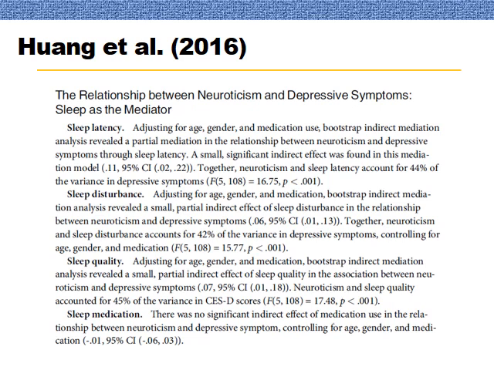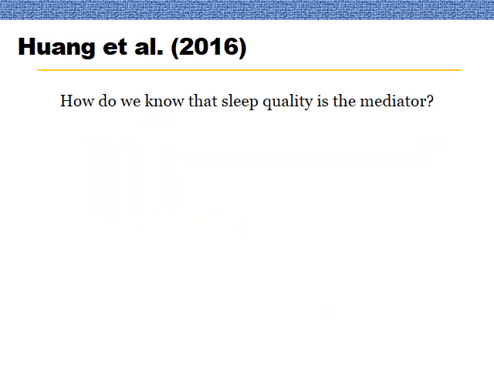This is one possibility that the authors considered. However, there are other possibilities as well. Participants completed all three of these scales at the same time: neuroticism, sleep quality, and depression. None of those variables were manipulated by the researchers, so we can't draw conclusions about cause and effect in this situation. In other words, we can't be sure that sleep quality actually mediates this relationship.